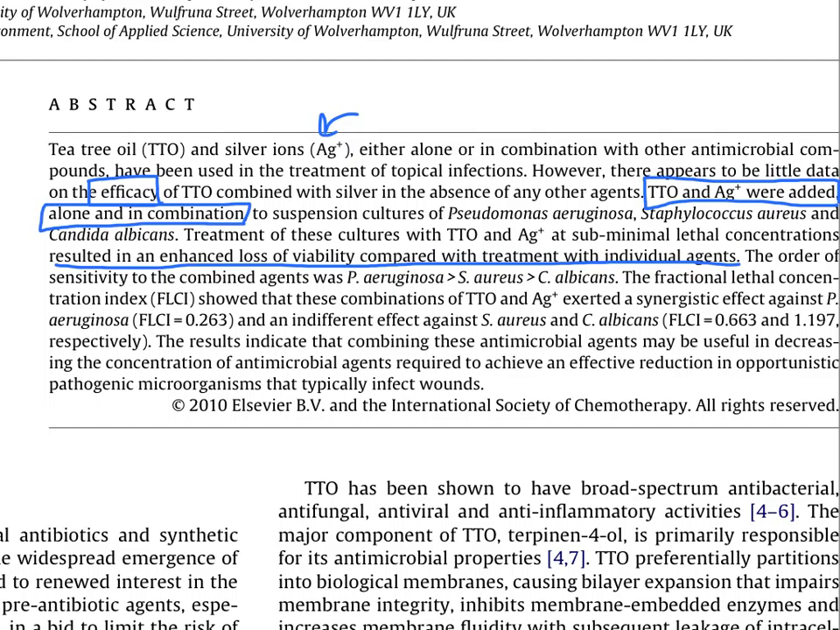The fractional lethal concentration index, fractional lethal combination index. Does that sound made up, right? It sounds complicated and made up because the researchers made it up for the purposes of their data analysis. They looked at the concentrations and determined where in those concentrations lethality occurred for each species. Or loss of viability, sorry, not lethality. That's it.